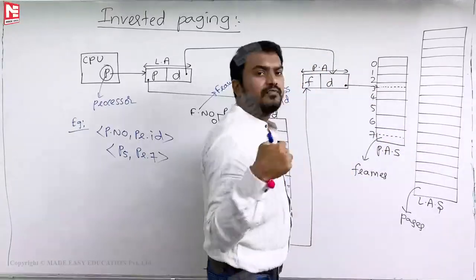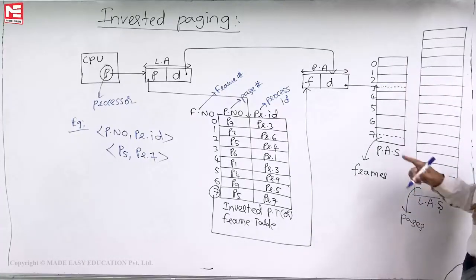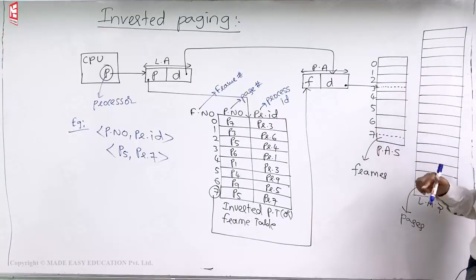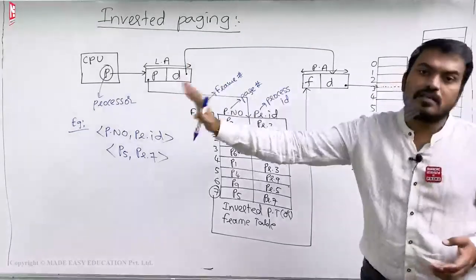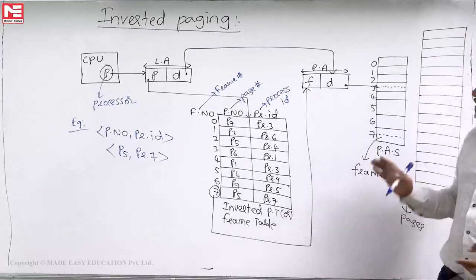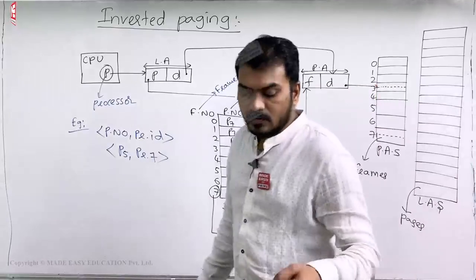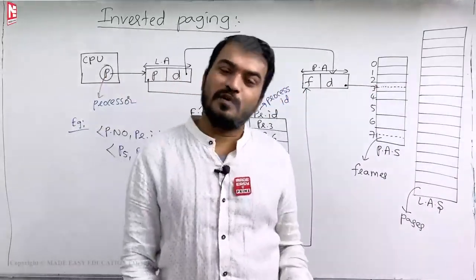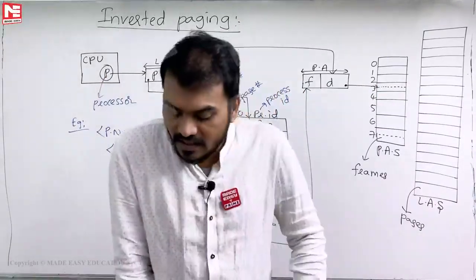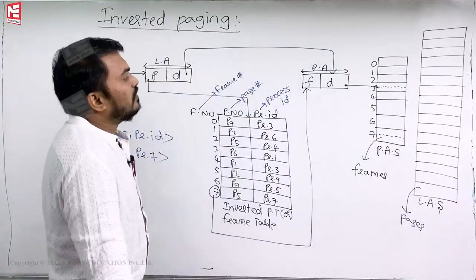Inside that word, you will have the actual instruction. Is that clear? So the CPU will fetch that instruction and continue the execution. So this is how inverted paging will be implemented. Is that clear? Right. If you observe all the points, you have one more important point in this.